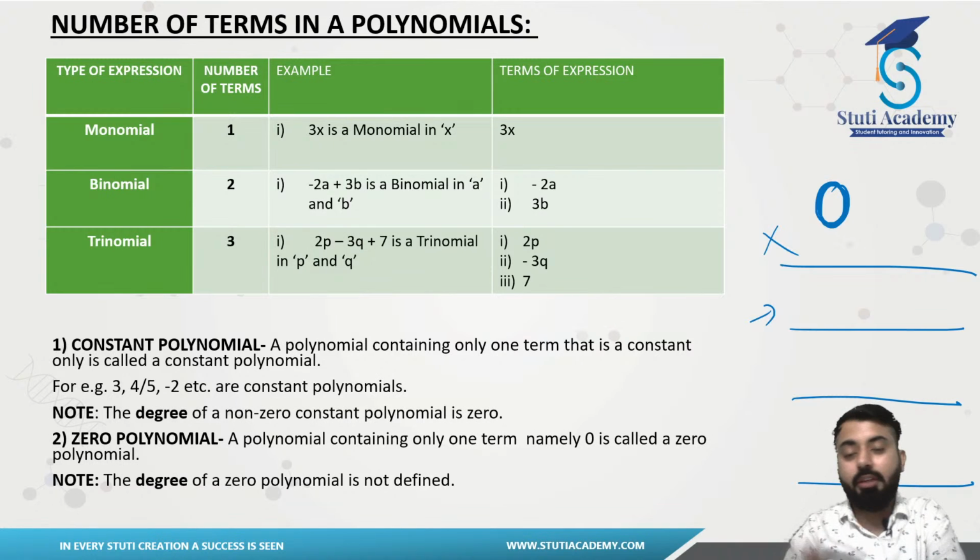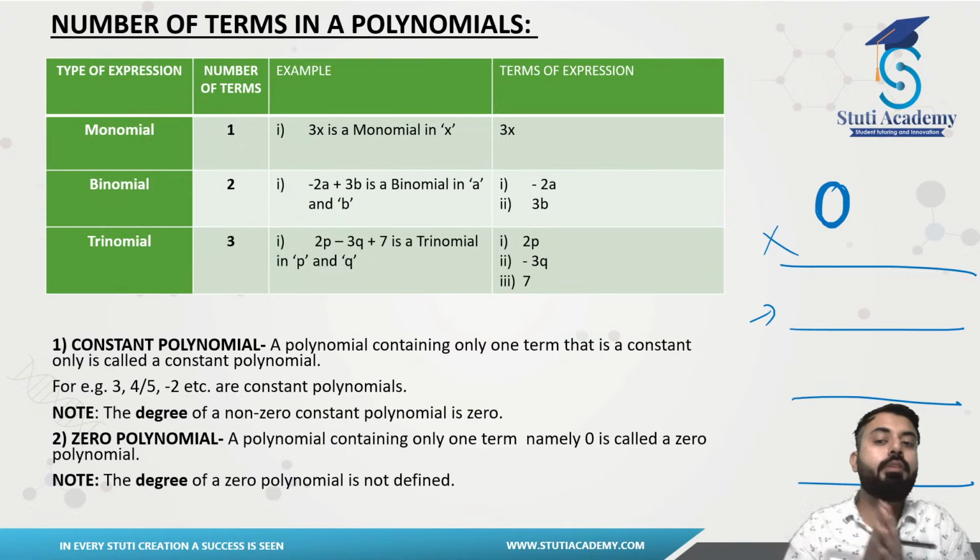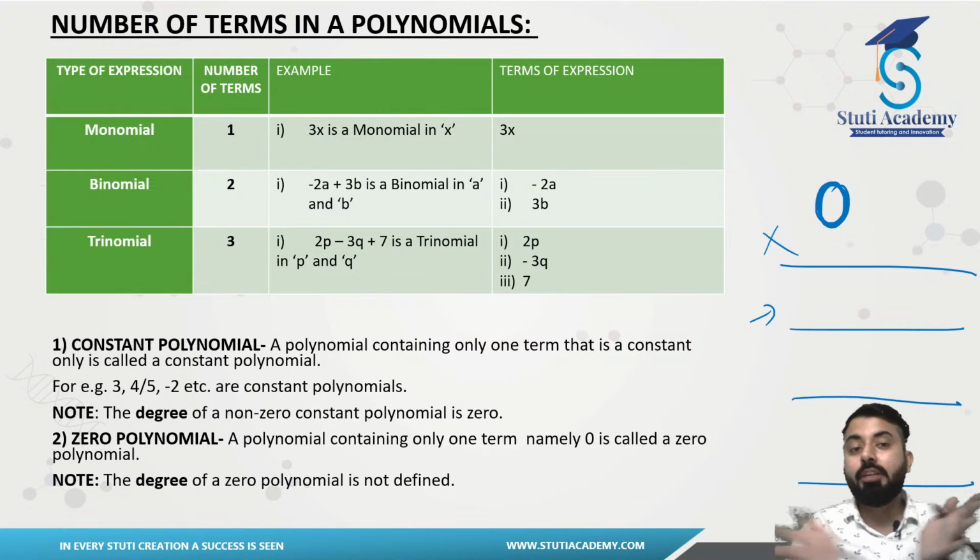If that happens to have a variable with it, that will be a monomial. So remember, monomial, binomial, trinomial, each of them will be having some variables in them. If you don't have any variable, that will be a constant polynomial. If that polynomial has a value only 0, that means that is zero polynomial.